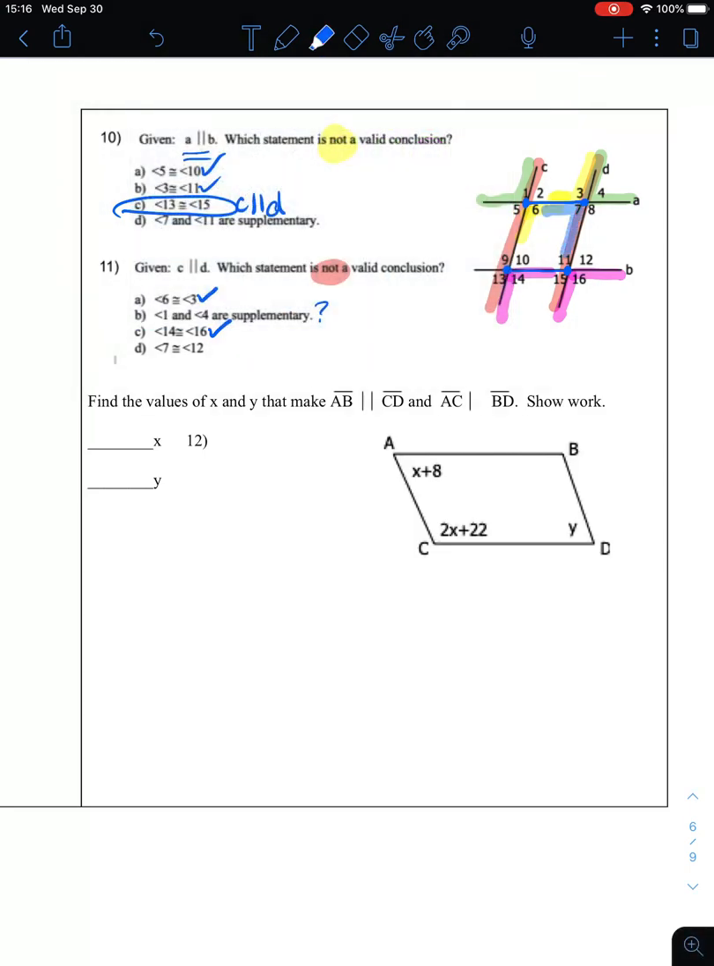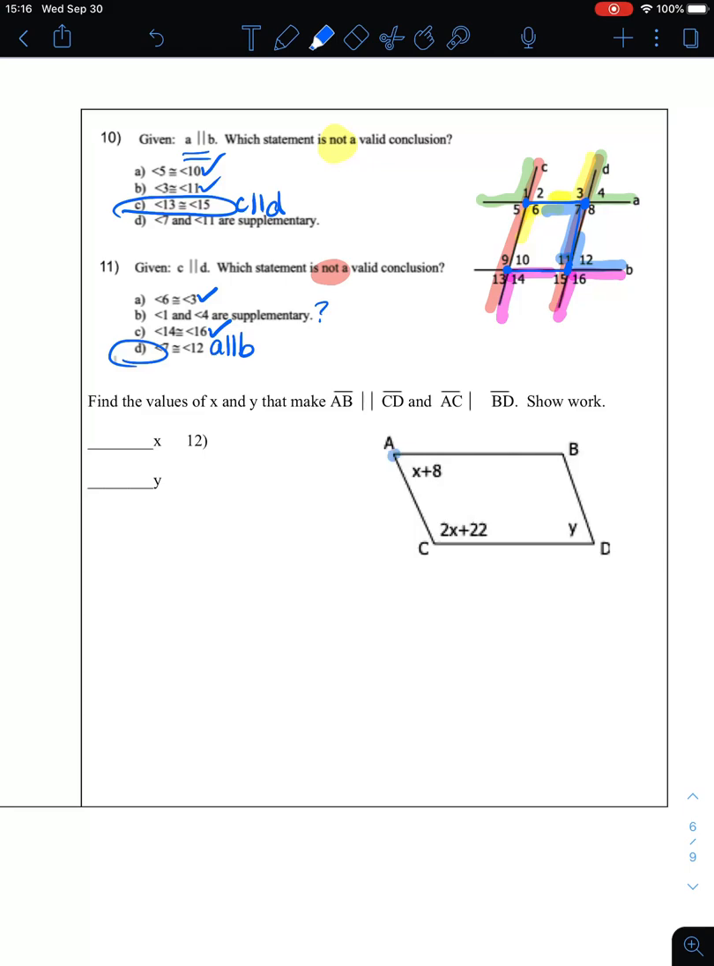Then I have 7 is congruent to 12. If 7 is congruent to 12, notice that I travel from 7 to 12 along D, which means that A and B are my parallel lines. So I wasn't sure about B, but I know that D is wrong because D means that A is parallel to B. So then that must mean that B is right. So sometimes if you don't know, go look at the other ones and see if you can come back to it.